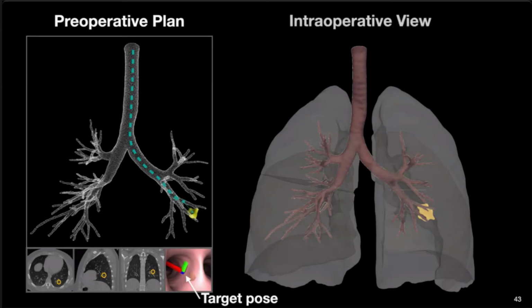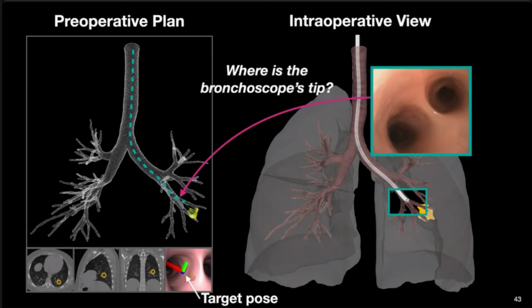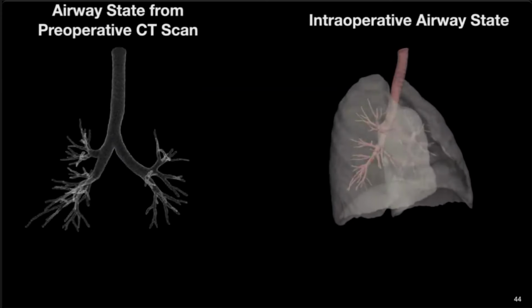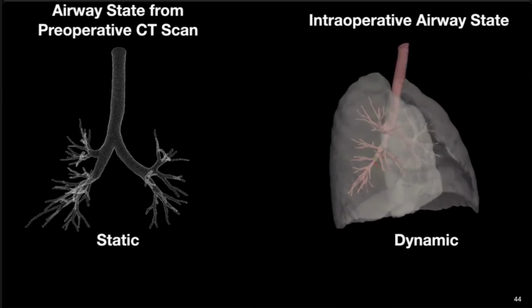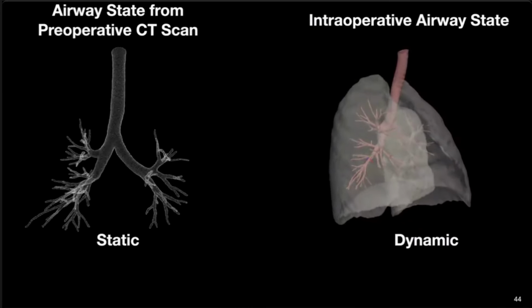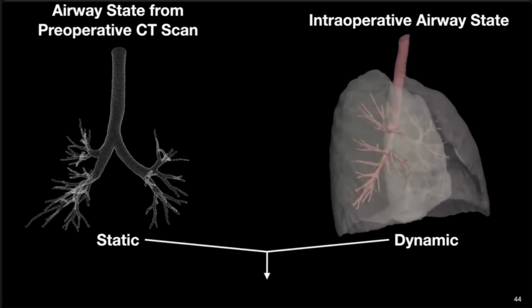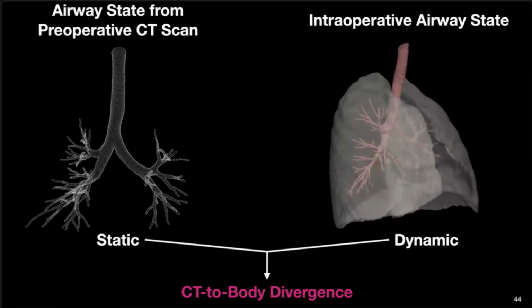Then, during the procedure, the physician needs to register the view they see from the bronchoscope with their camera to the preoperative 3D model. The big question then is, where is the bronchoscope's tip in the 3D anatomy model? So there are several major challenges in bronchoscope localization. The first challenge is that while the anatomy being used for localization is static, the lungs intraoperatively are dynamic, deforming due to respiratory motion.